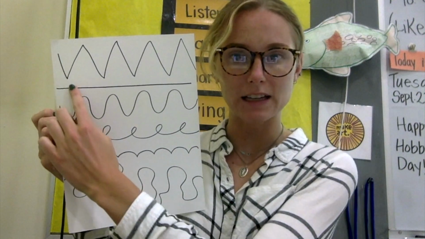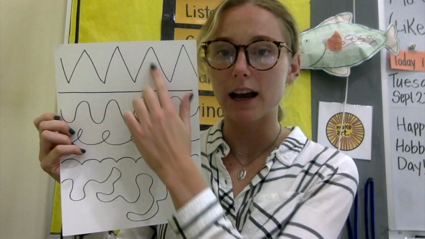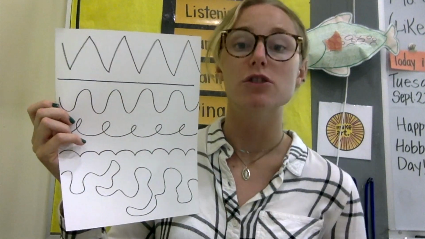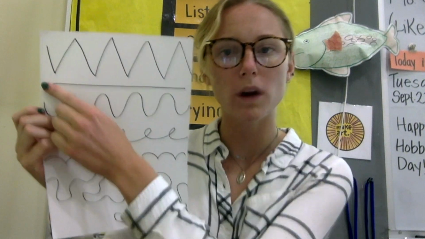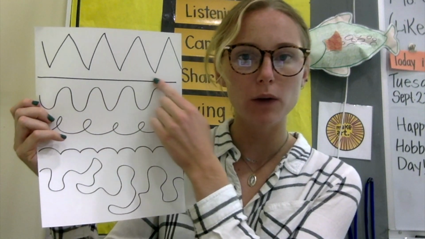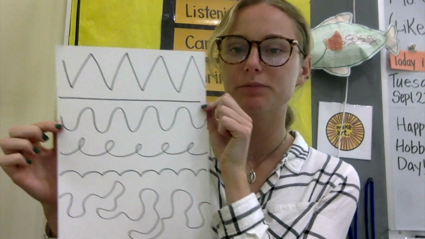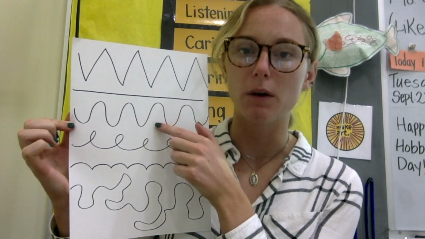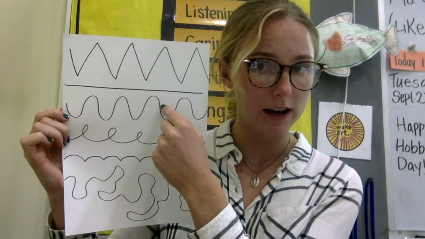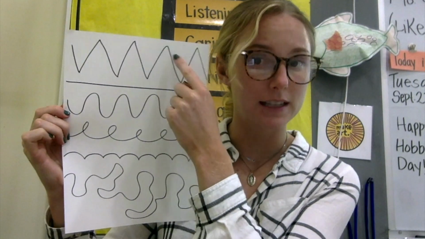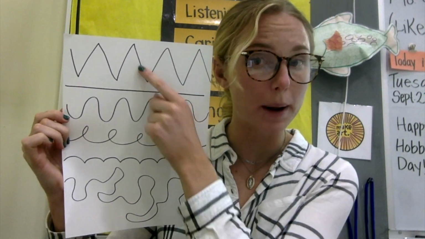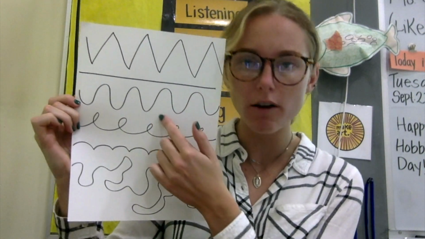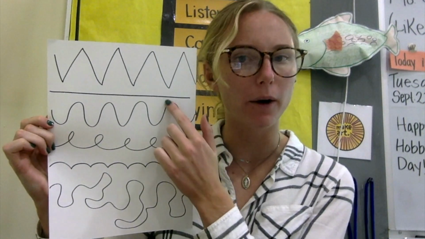Here we have a zigzag line. A zigzag line goes up and down and up and down. A straight line goes from one side all the way to the other side. A wavy line goes up and down and up and down. But do you see the difference between the wavy line and the zigzag line? The zigzag line has edges. They're hard and pointy like sharp teeth. But the wavy line has soft edges and it looks like hair.